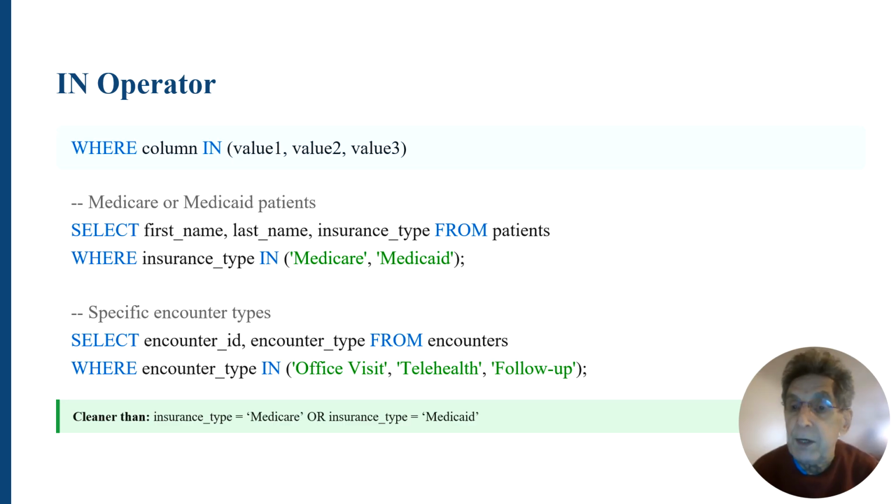In our example here, the first example finds patients with Medicare or Medicaid, the two main government insurance programs. The IN clause makes this readable, even if you had 5 or 10 different insurance types to check for. All right, let's look at another example. The second example filters encounters to specific types: office visit, telehealth, or follow-up. Again, much cleaner than chaining together a long OR statement. Use IN whenever you're checking if a column matches one of several possible values. It's more readable and less error-prone than a series of ORs, the OR chaining.